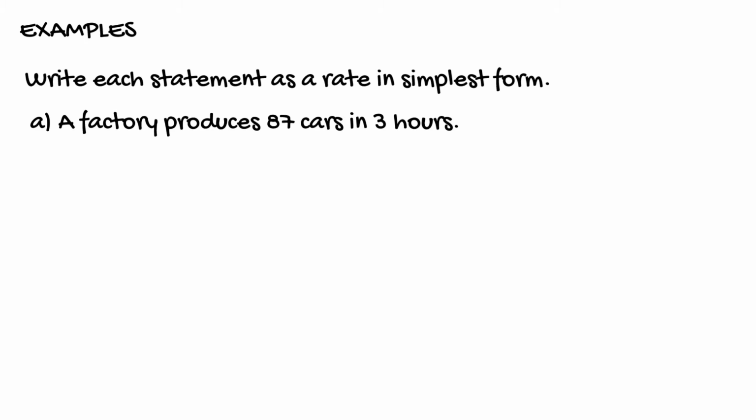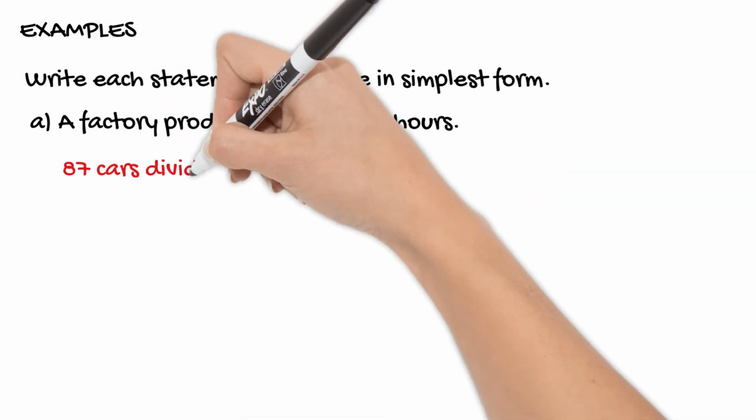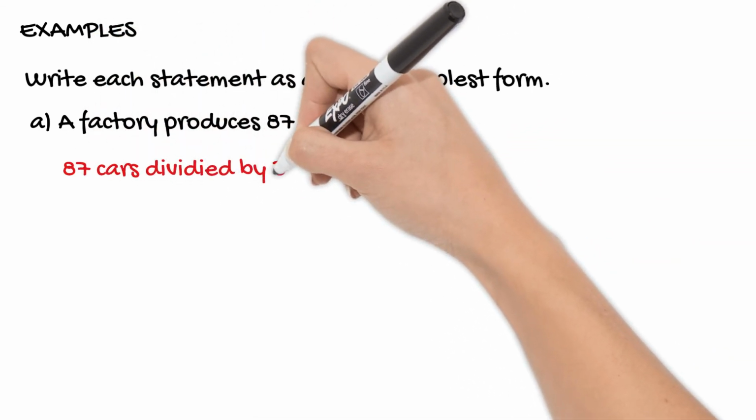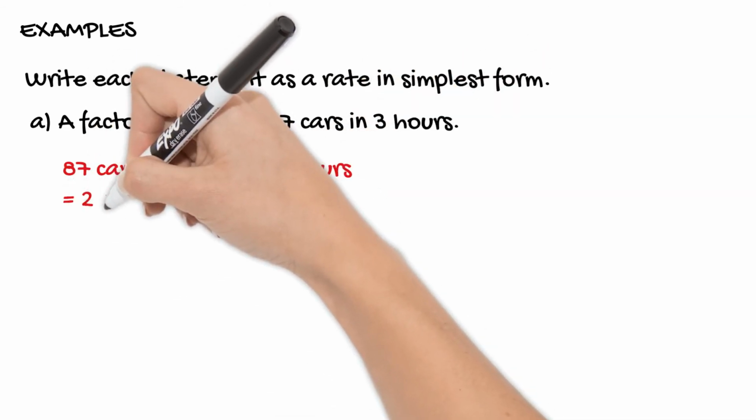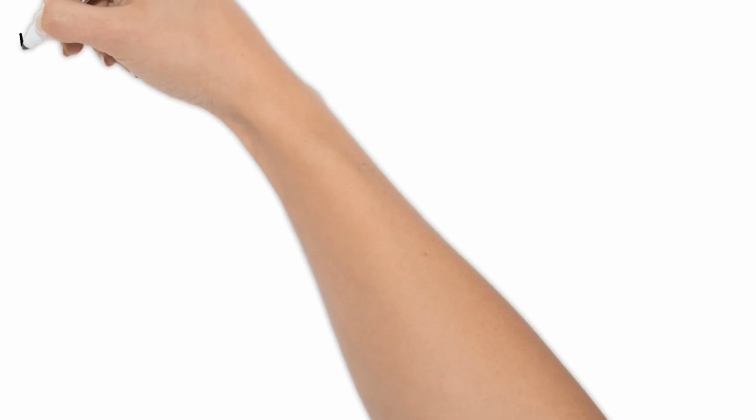So, we've got 3 hours, we need to get that down to 1 hour. So, we're going to divide by three. Essentially, what you're doing is dividing the first unit by the second unit. So 87 divided by 3 is going to give us a rate of 29 cars per hour.